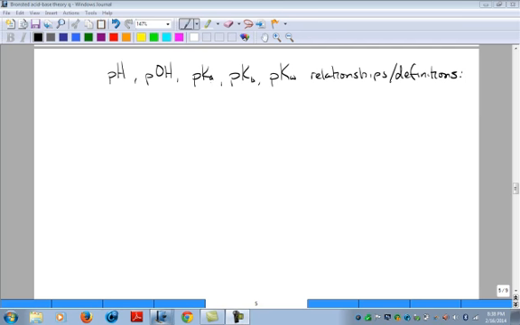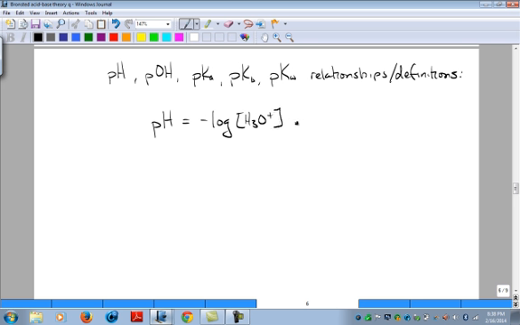Now we'll look at some common definitions and relationships among the terms that are used to qualitatively describe acidic and basic aqueous solutions. Firstly, you have the pretty well-known pH term. pH is a mathematical definition for the concentration of hydronium cation in a solution, or simply hydrogen ion. It's the negative log of the hydronium concentration, or more frequently just written as negative log of H+. That is the H in pH.